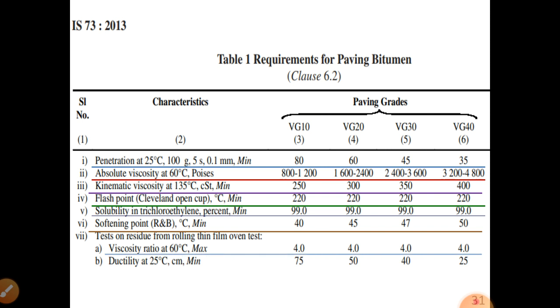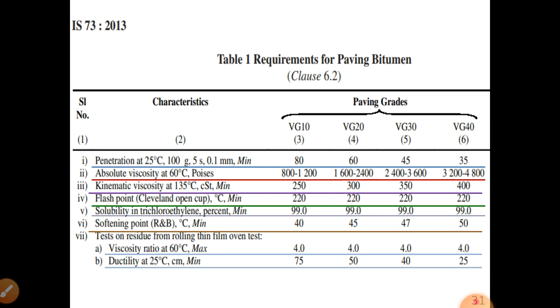Test on residue from rolling thin film oven test. First is viscosity ratio at 60 degrees centigrade, maximum viscosity ratio. Viscosity ratio is a ratio of viscosity of bitumen after processing to bitumen in its original state, which is 4 maximum for all grades.